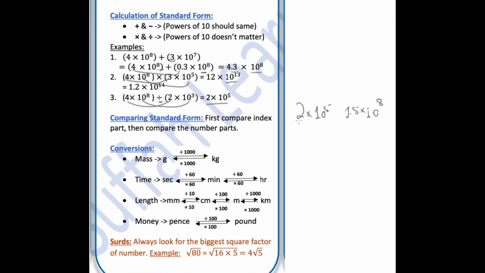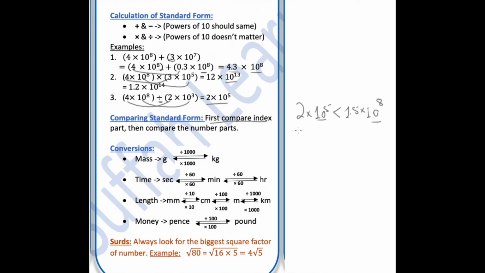Look, if you look at the number part, it seems that the first is greater than the second one, but as I said, you have to focus first on the index part. If you look at the index part, 10 raised to the power 8 is greater than the first one. So basically you will say the second is greater than the first.